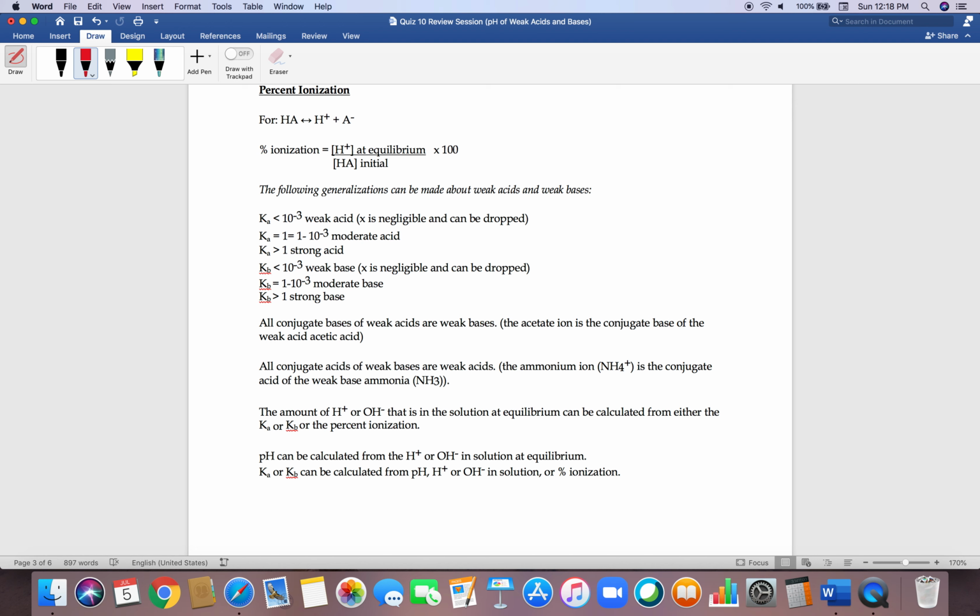And these are some generalizations we can make about acids and bases based on their Ka and Kb. What you should really pay attention to are these two right here. And this says that if the Ka and the Kb are less than 10 to the negative third, it's a weak base and weak acid, and the x is negligible. Now what does this mean?